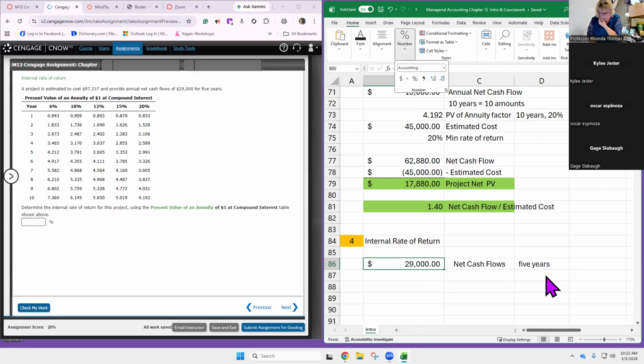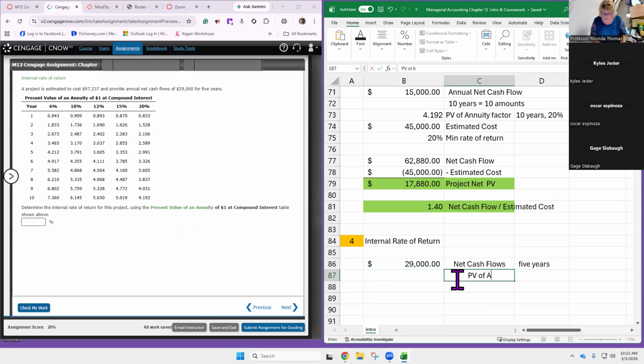The reason we're going to use a present value of annuity is we're going to receive this cash flow more than once. Okay, so I will put present value of annuity. That's how you know, and that is the table that they give you. But sometimes you have 2 tables to choose from, and you have to know which one to use. Determine with the present value of a dollar at compound interest table shown above.